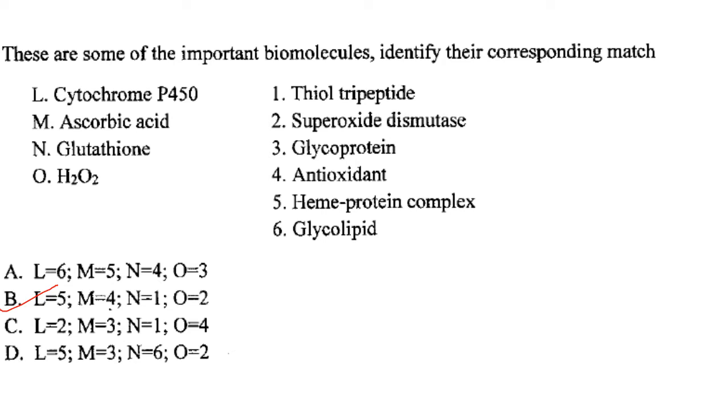It has got the heme protein complex. Then ascorbic acid, it is an antioxidant. So M4. And glutathione, it is a thiol tripeptide, N1, and H2O2 is superoxide dismutase. Answer is O2. Anyway, most of these questions, these options which I have asked for match the following is repeated. Previously also they have asked somewhat similar questions with similar options. Okay, so L5, M4, N1 and O2 is the answer.